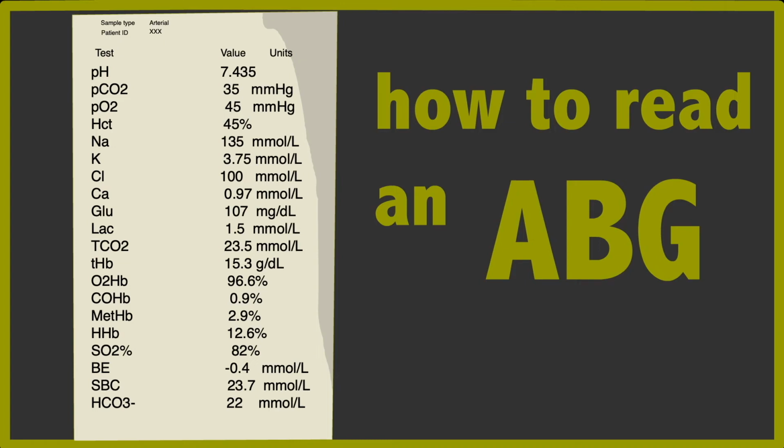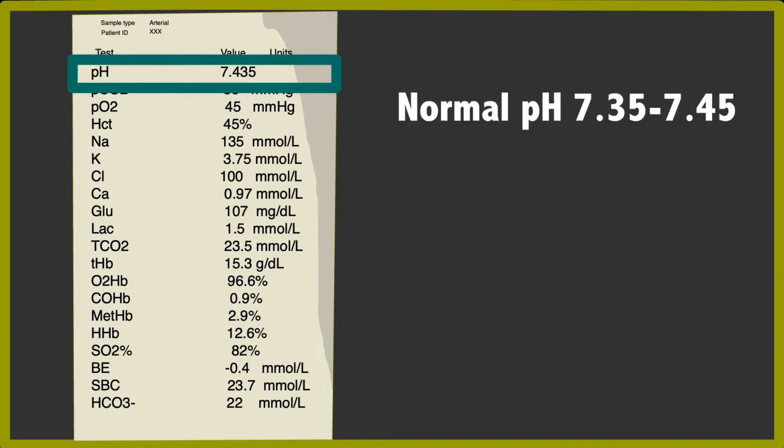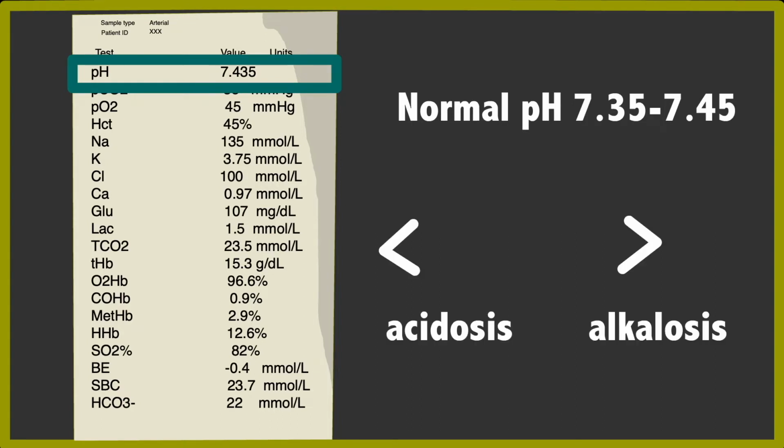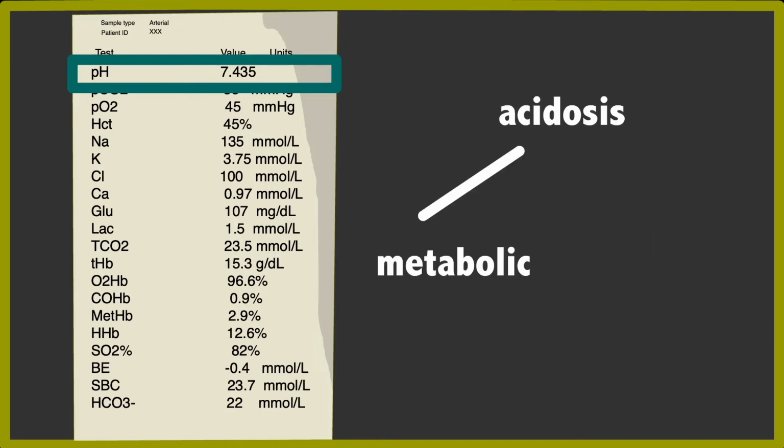How to read an ABG. Firstly, we'll look at the pH. The normal pH is 7.35 to 7.45. If it's less, there is acidosis. If it's more, it's alkalosis.